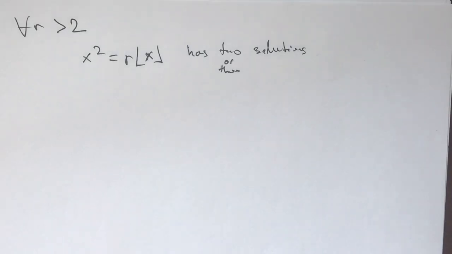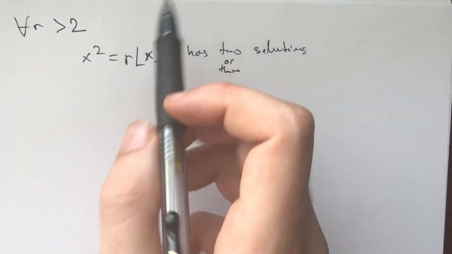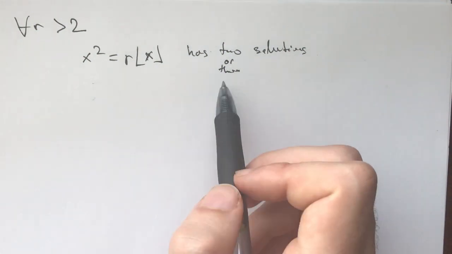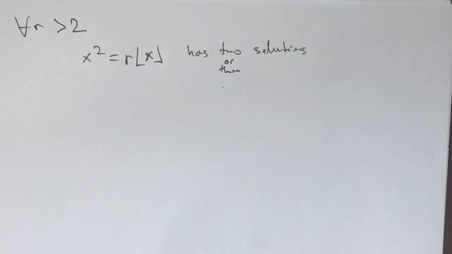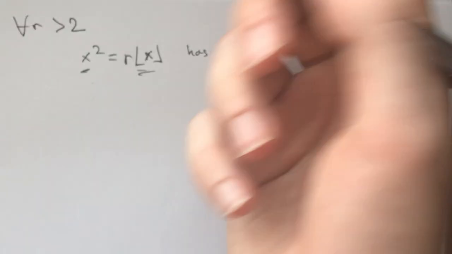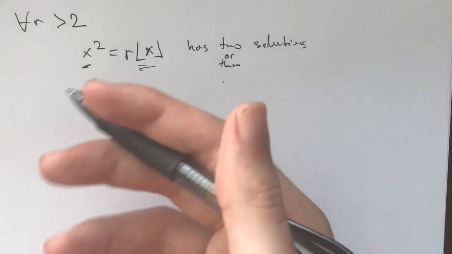So this is the problem. We have r is a real number greater than 2. And we must show that this equation right here has two or three solutions for every single r. So now let's think about this. First and foremost, this is positive, so x needs to be positive. But what does this sort of look like?